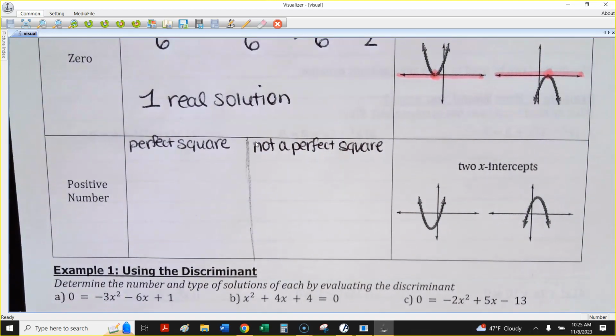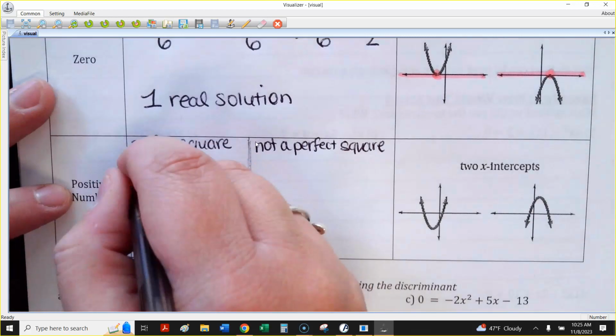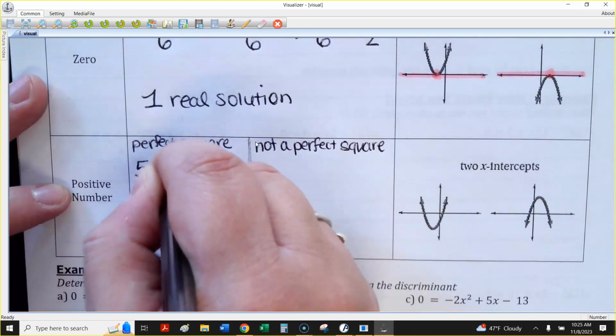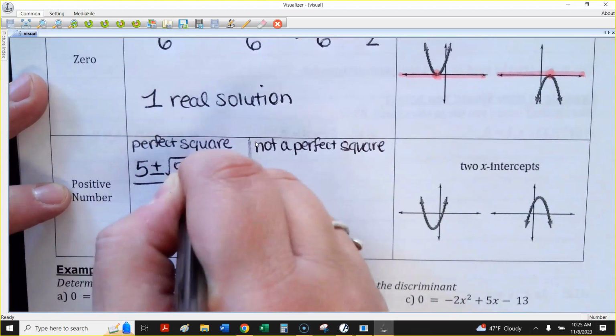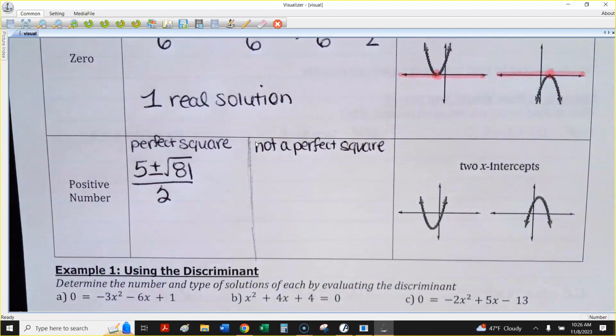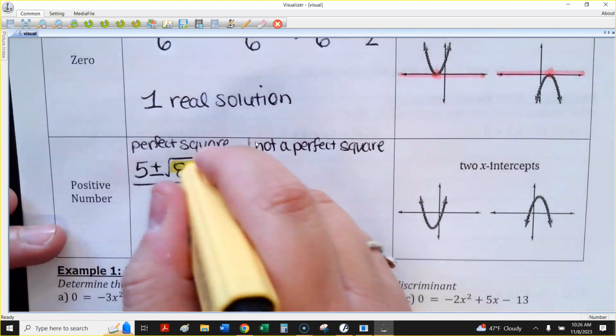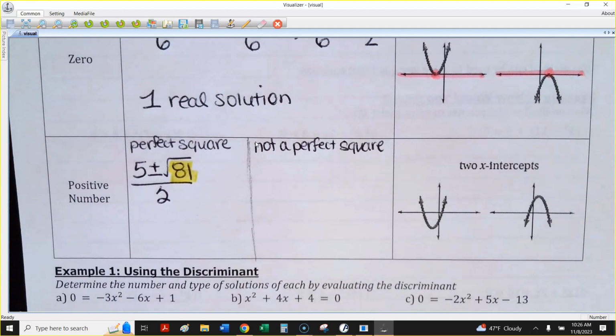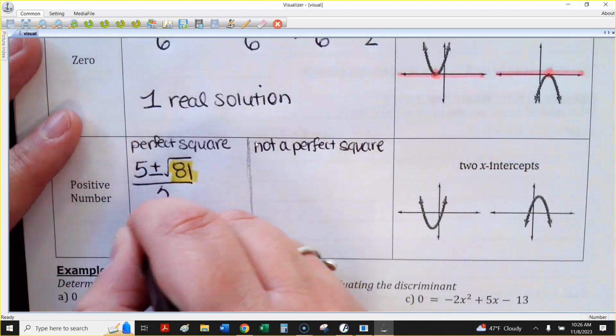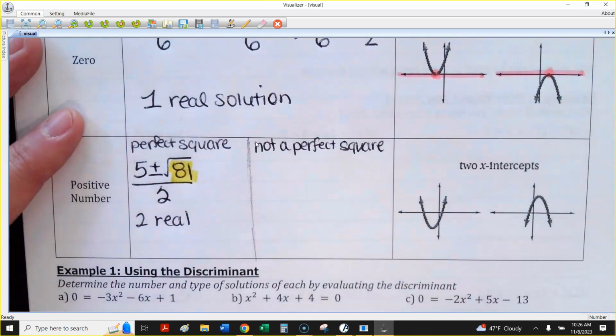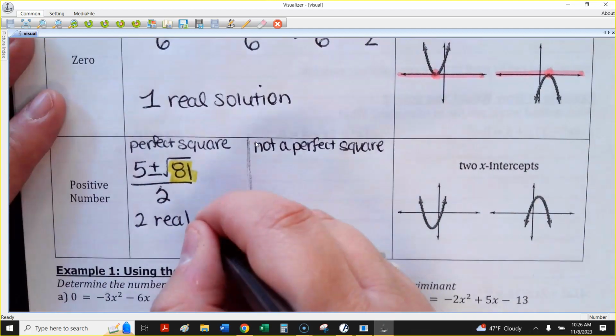All right, so I'm just going to make something up like I have been. Let's say I got 5 plus or minus the square root of 81. 81 is a perfect square. How many solutions would I have there? 2, because of the plus or minus. Because that's 81, when I take the square root, that would just be a 9. So in both of these cases, you're going to have 2 real solutions.